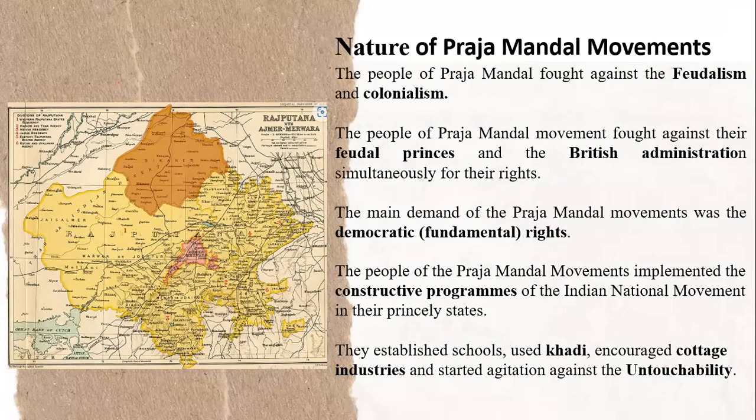But the methodology was very simple. They wanted to bring some social reforms among the people, as a manner of uniting people. They established schools, they used khadi, they encouraged the cottage industry, and they started agitation against social evils like untouchability.